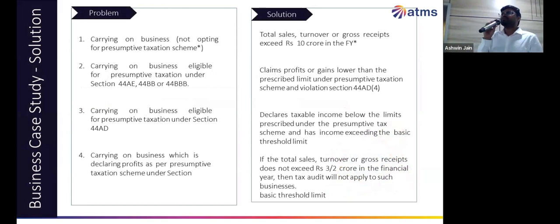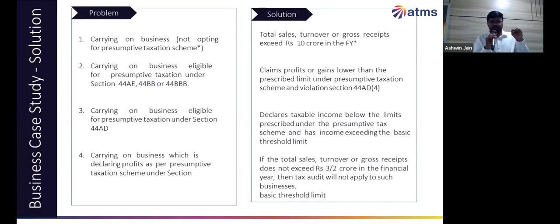So ये थोड़े कुछ problems हम लोग ने identify किए which we are getting on day to day basis, client का होता है या तो फिर हम लोग जब भी काम करते हैं तो हमें problem आता है. So problem statement is carrying on business not opting for 44 AD, not opting for presumptive taxation scheme. हमने problem छोटा रखा है, simple है.